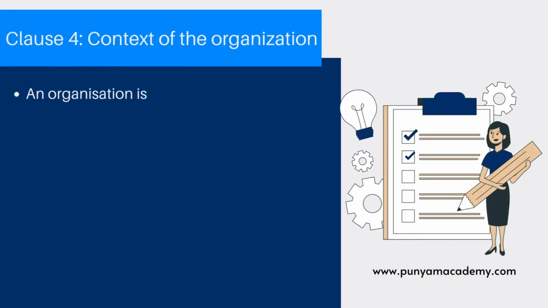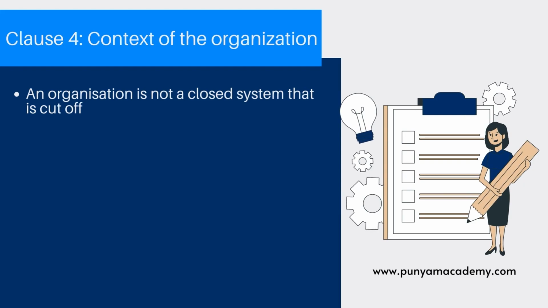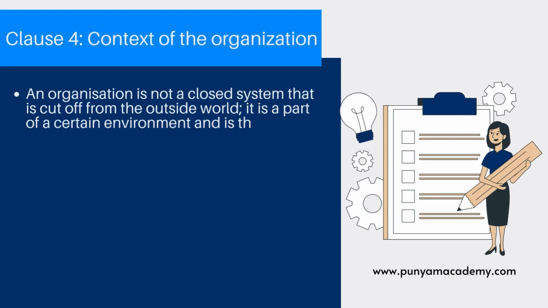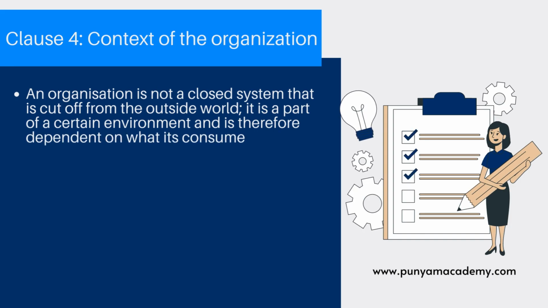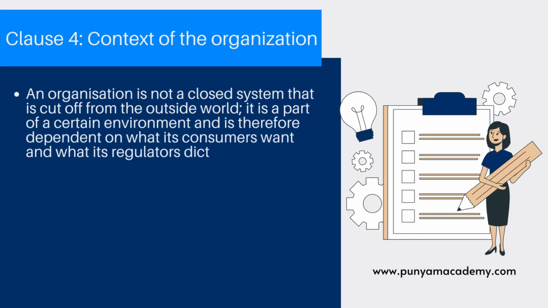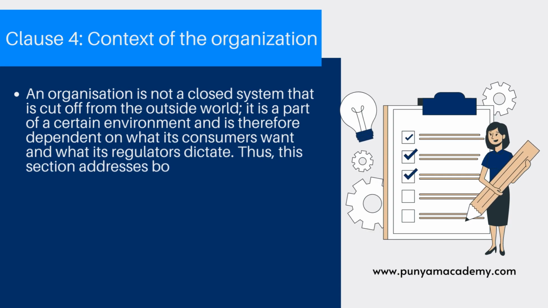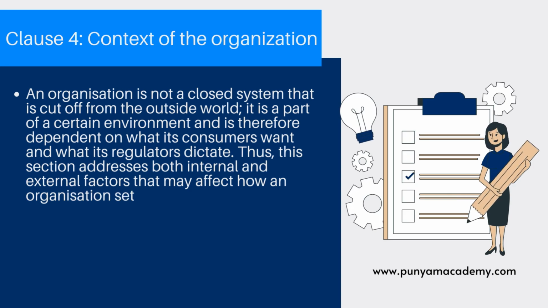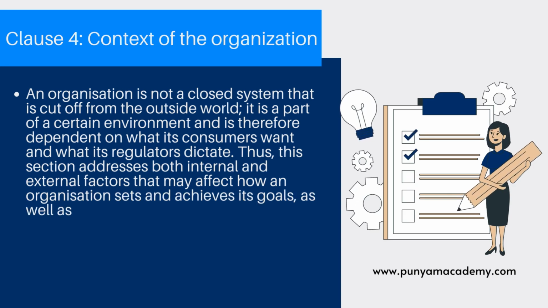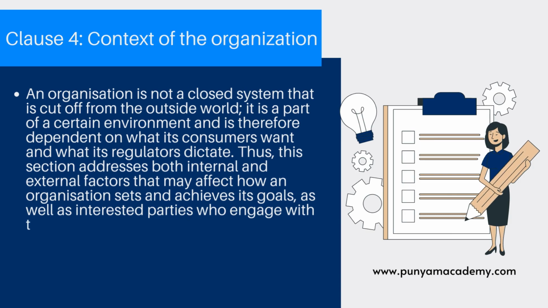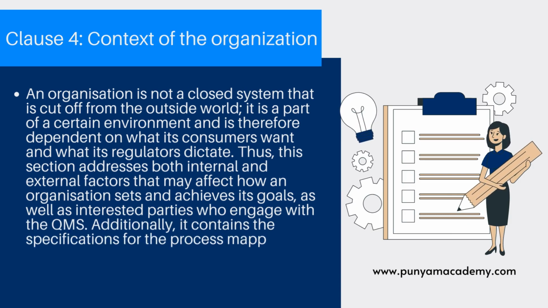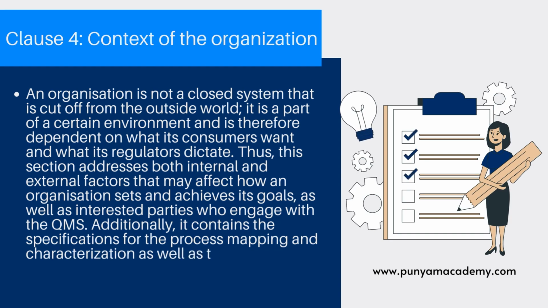Clause 4, Context of the organization. An organization is not a closed system that is cut off from the outside world. It is a part of a certain environment and is therefore dependent on what its consumers want and what its regulators dictate. Thus, this section addresses both internal and external factors that may affect how an organization sets and achieves its goals, as well as interested parties who engage with the QMS. Additionally, it contains the specifications for the process mapping and characterization as well as the QMS's overall scope.